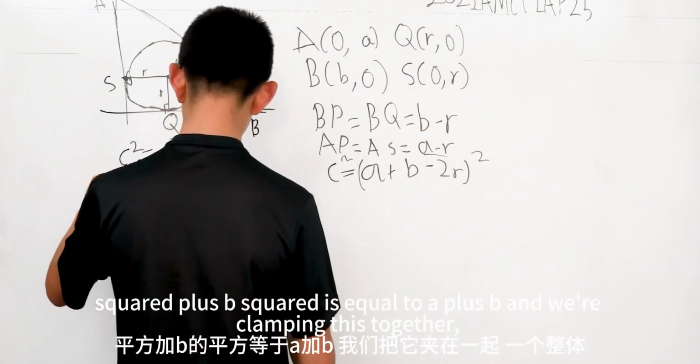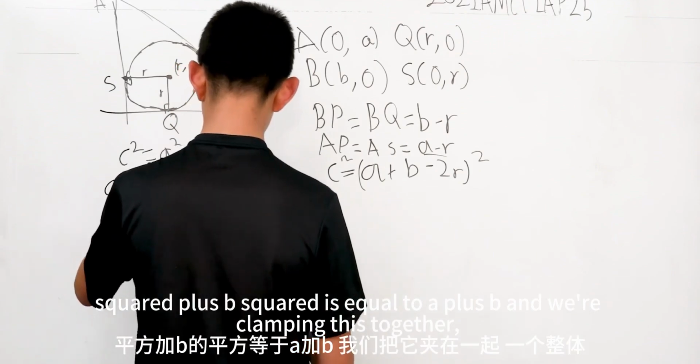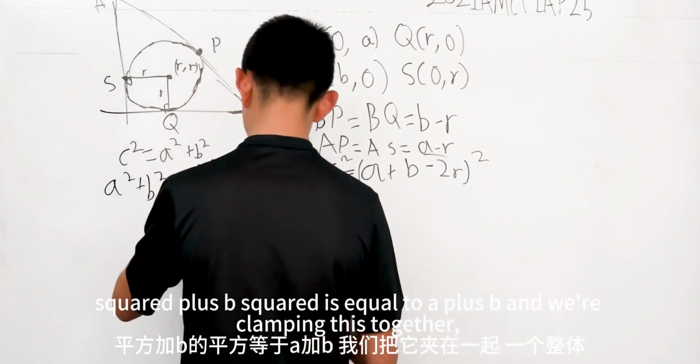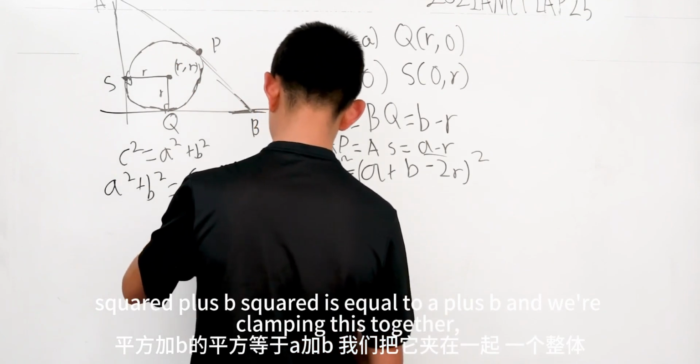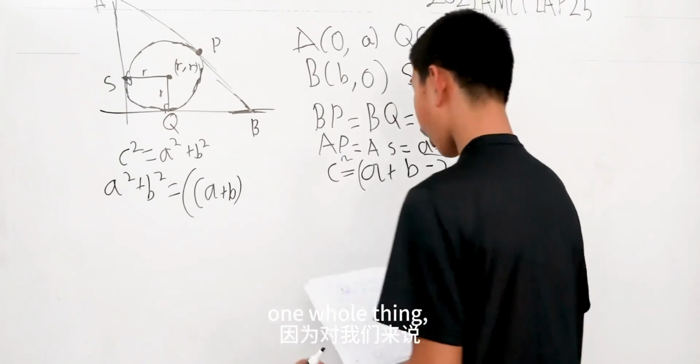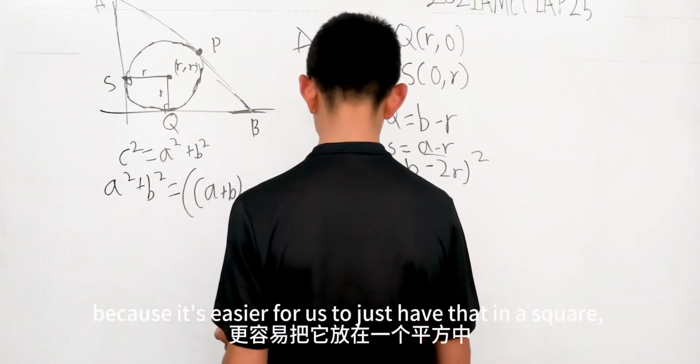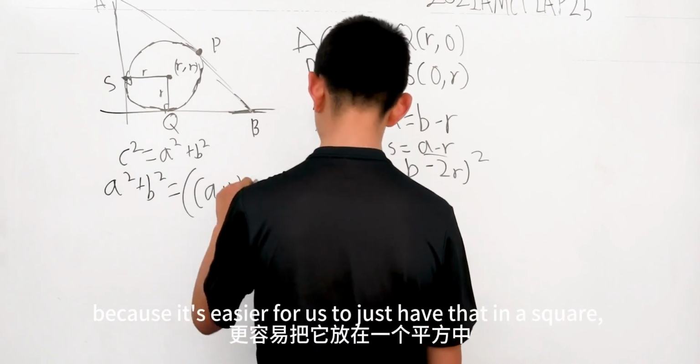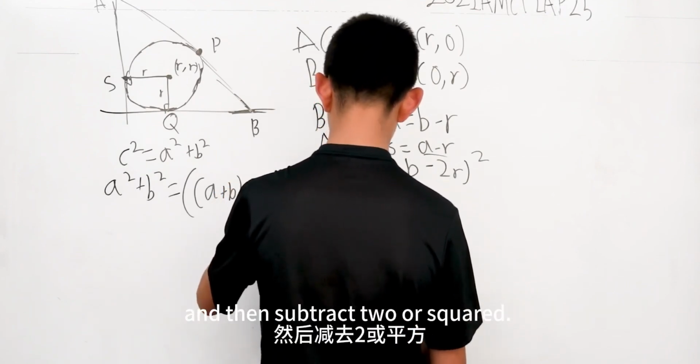So a squared plus b squared is equal to (a plus b) squared minus 2r squared. We're clumping a plus b together as one whole thing, because it's easier for us to just have that in a square and then subtract 2r.